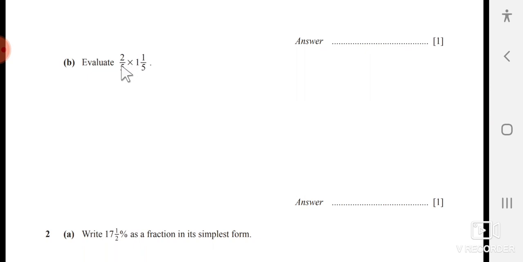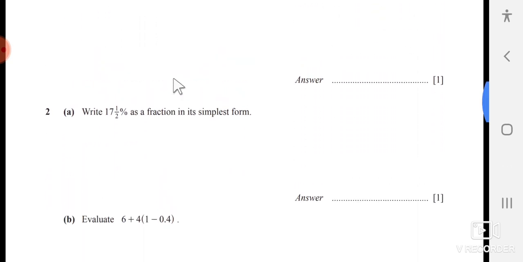And here just 2 over 5 into 6 over 5, and then simplify if possible, otherwise multiply numerator with numerator and denominator with denominator and give your answer in lowest term.